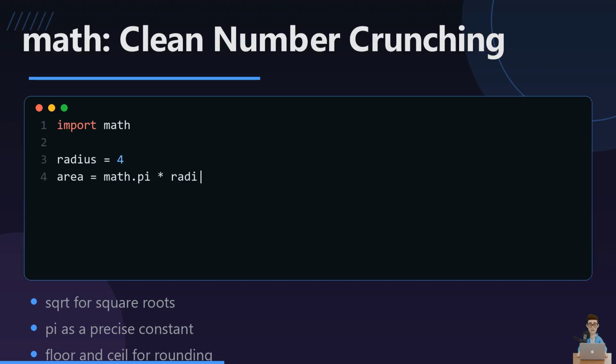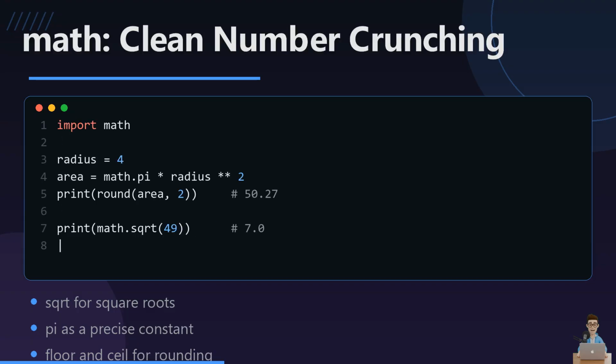Instead of hard coding 3.14 and hoping it is precise enough, math.pi gives you the real constant. sqrt handles square roots without you writing power of 0.5. And floor or ceil round down or up exactly when you need a whole number, like counting how many boxes you need to fit everything. In short, math is your calculator, already loaded with the right constants and operations.